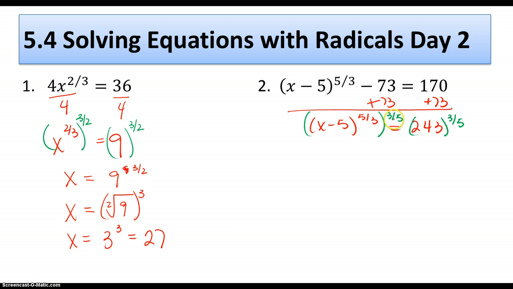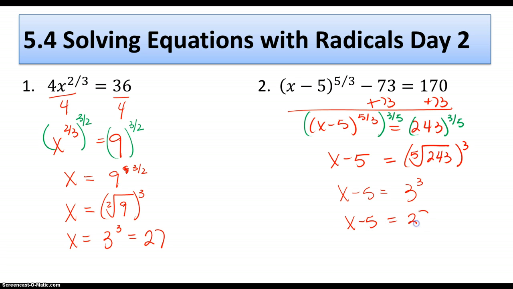When I do that, 5/3 times 3/5 leaves me with just x minus 5 equals, and I have 243 to the 3/5, which is the same as the 5th root of 243 cubed. So, the 5th root of 243 is 3, to the 3rd power, which is 27. So x minus 5 equals 27. Add 5 to both sides, so x equals 32.